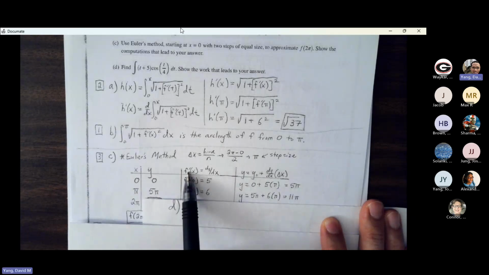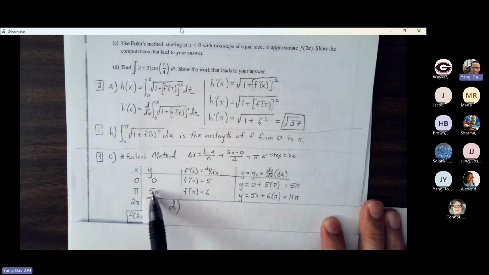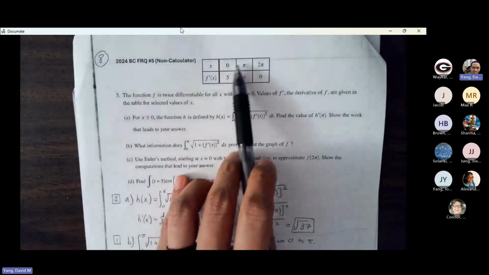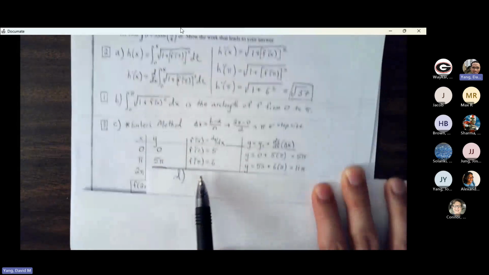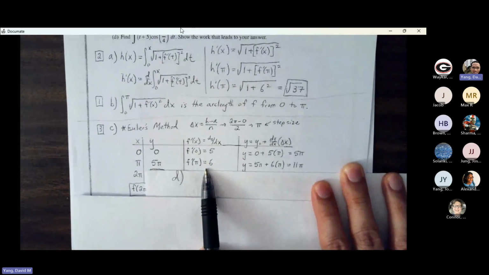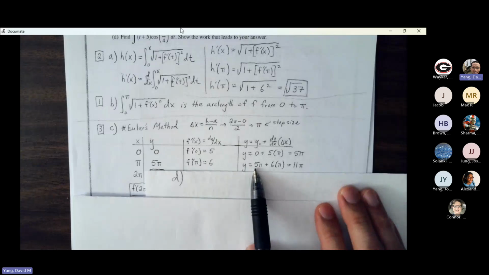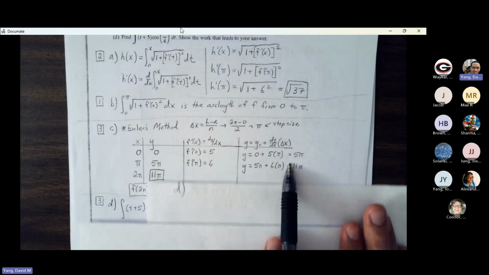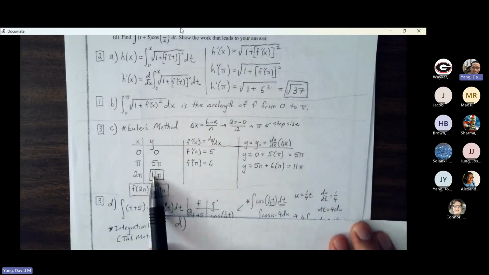Next up, we want to find f prime at this ordered pair, but f prime doesn't need the y value, it only needs the x. So f prime of pi, again, we rely on our table. F prime of pi is just going to be 6. That's our slope. And then we update again. Y sub 0 plus dy dx times delta x. 5 pi plus 6 pi is 11 pi. And we have our destination. We have the y value when x is 2 pi, and our approximation is 11 pi.